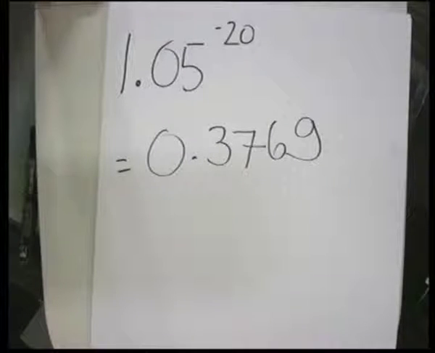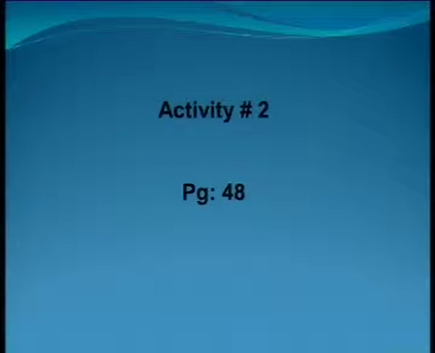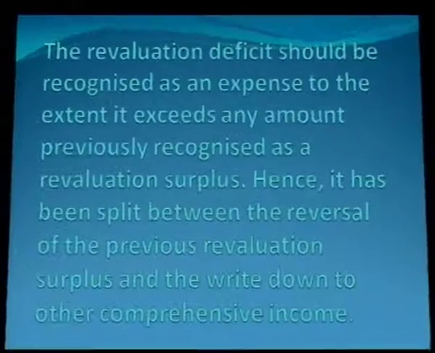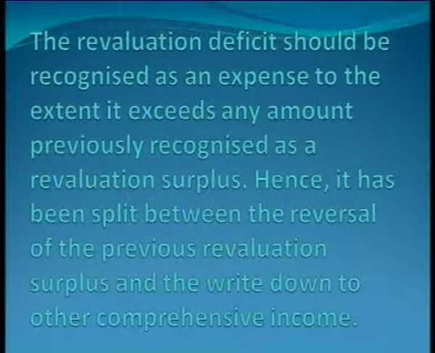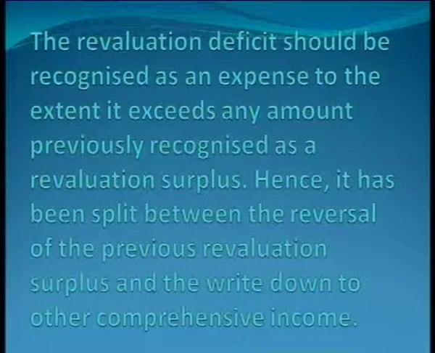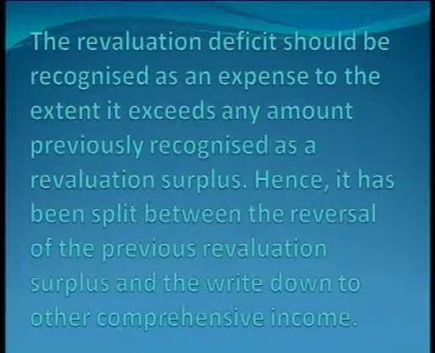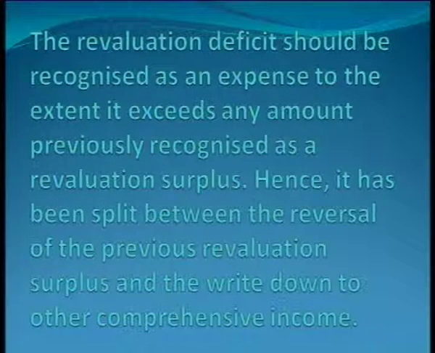Activity number 2 can be found on page 48. You were tasked to pass a journal for the revaluation that occurred. Let's look at the answer. The revaluation deficit should be recognized as an expense to the extent it exceeds any amount previously recognized as a revaluation surplus. Hence, it has been split between the reversal of the previous revaluation surplus and the write-down to other comprehensive income.